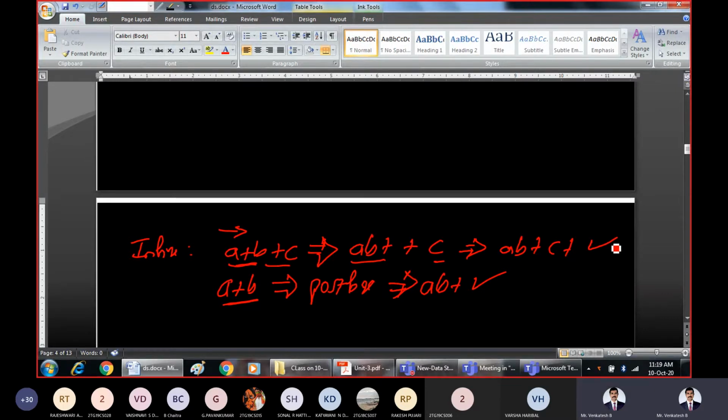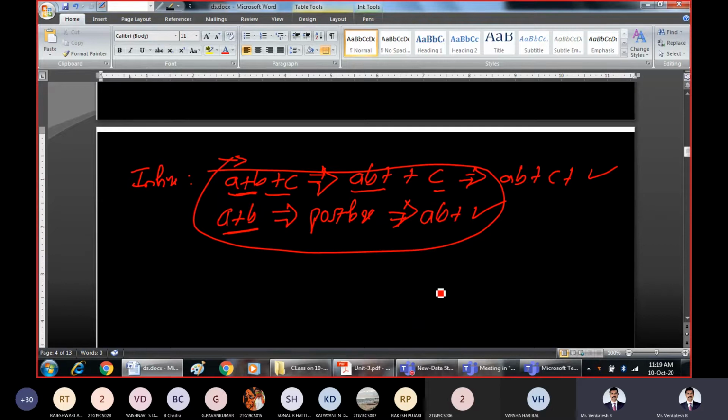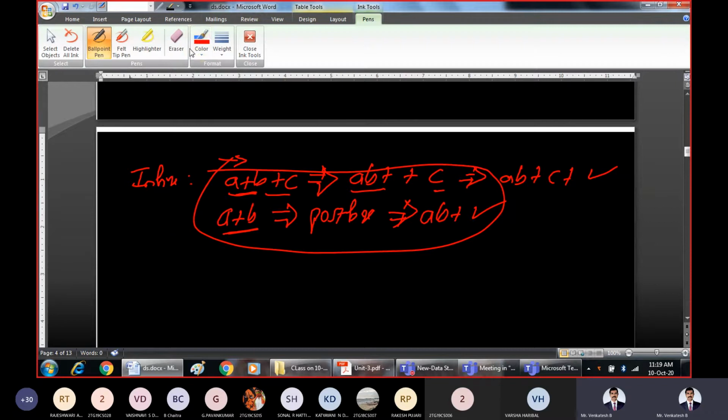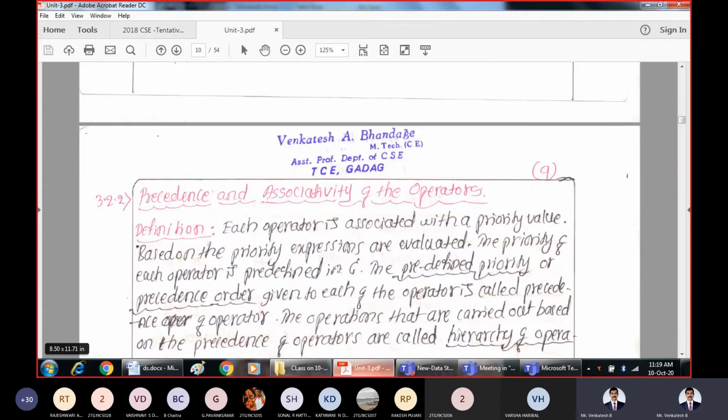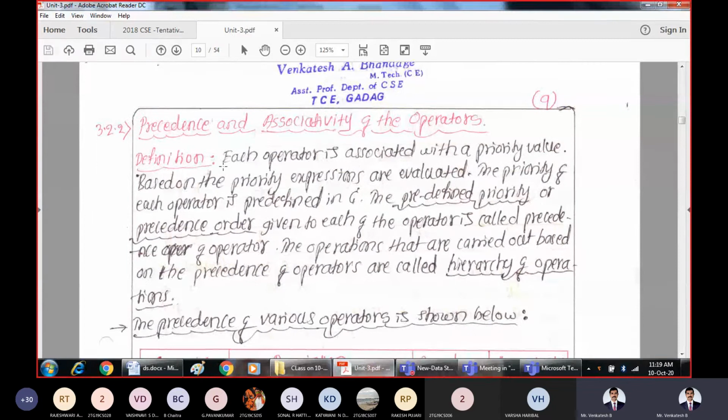Now I can write this because I know about precedence and associativity, how to evaluate the expressions and all. There are some rules for this. If I directly write like this, you may not understand. So there are some rules, called precedence and associativity of operators, that we'll be studying before we go for the conversion.